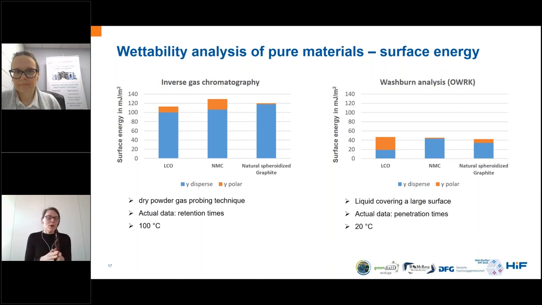So basically here is another message from my side: you always have to be very careful when comparing values that you got from different techniques. On the one hand, we have the IGC, where we have a dry powder, but it's a gas probing technique. So you really have these molecular interactions of the probe molecules with the particles. Whereas for the Washburn analysis, we also have a powder bed, but you use water as a bulk. So you have a liquid covering a large surface.